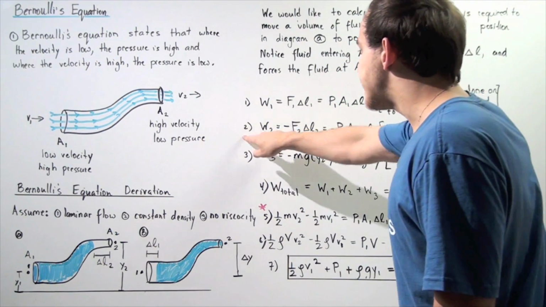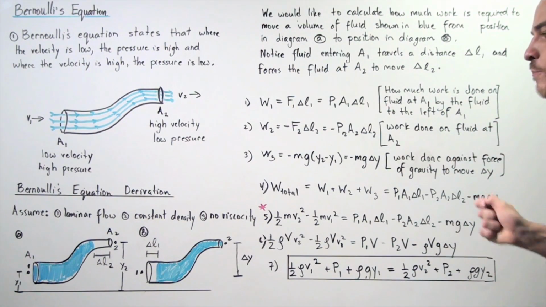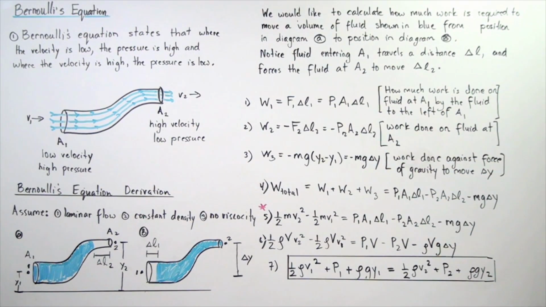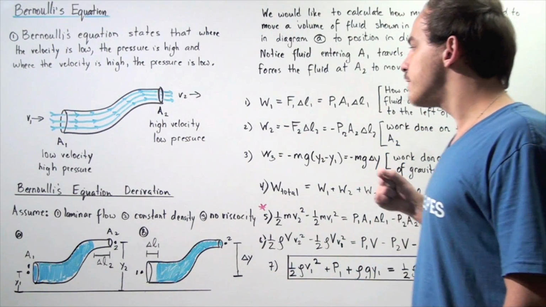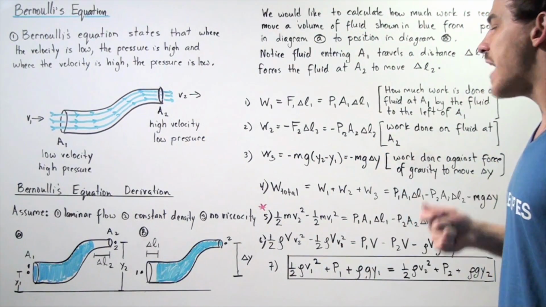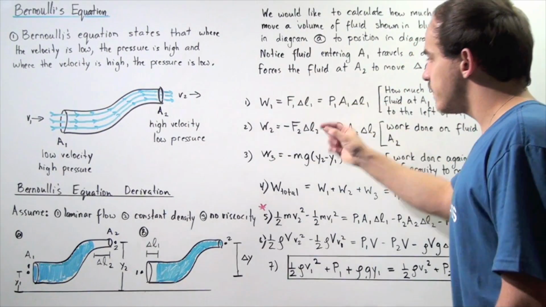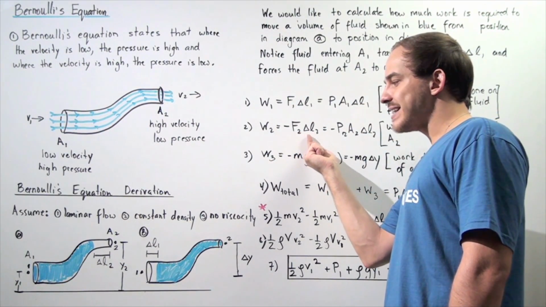Now let's look at point 2. Now we want to find how much work is done on the fluid at point 2 at cross-sectional area A2. Notice this work that is done is negative, and that's because the force that acts is opposite to the motion of our fluid. So work 2 is equal to negative of force 2 multiplied by change in distance L2.